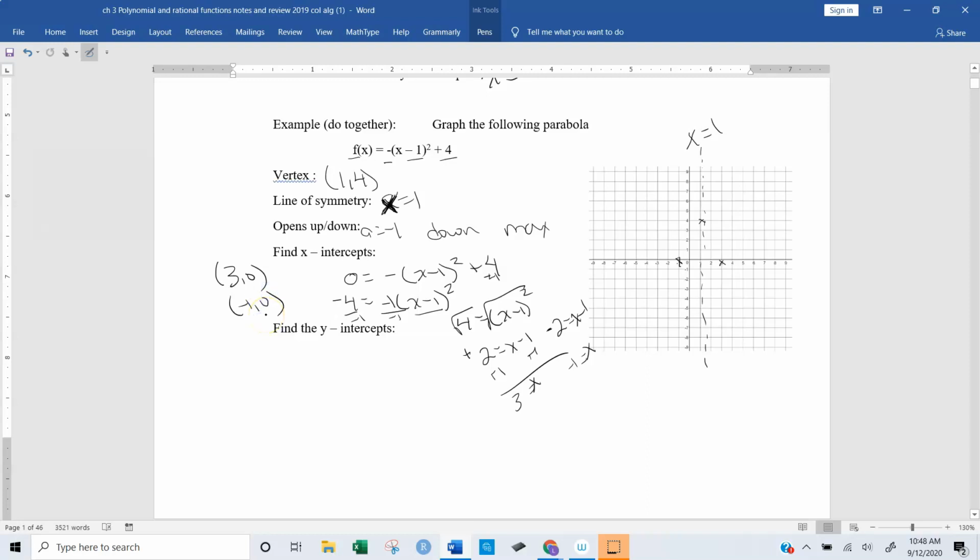Now we want to find the y-intercept because I'm actually going to expect you to graph 5 points on these. And the y-intercept is where you let the x equal 0.